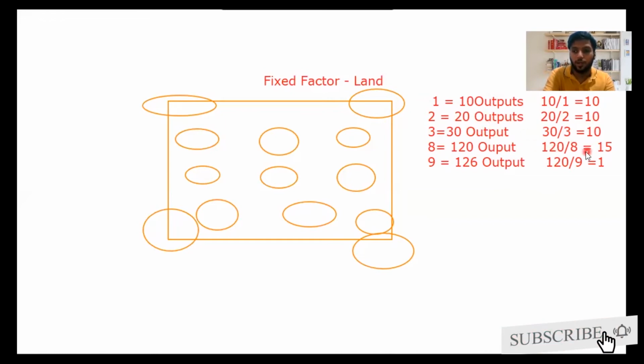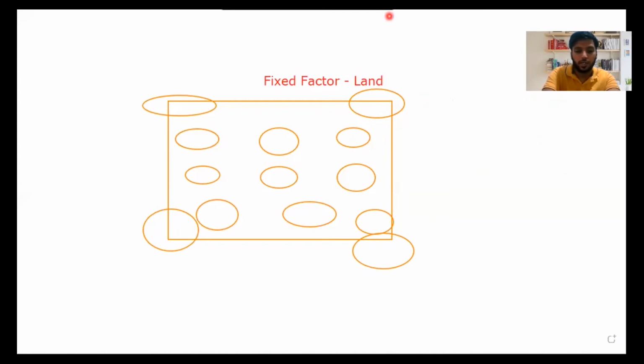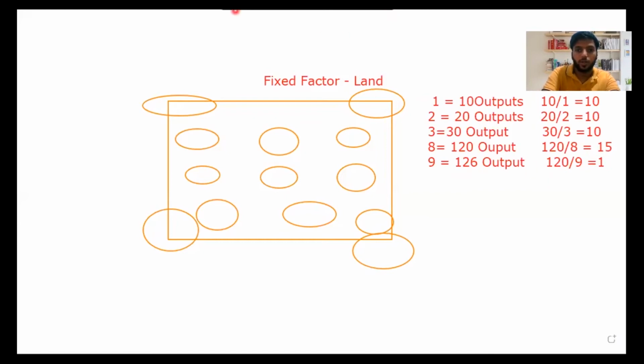And then 120 divided by 8, because when I put 8 people, I found that the production started to increase in a better way. So 120 divided by 8 is 15. But the next moment, with 9 people, I produced 126 output. So here it should be 126 divided by 9. Let me correct it: 126 over 9 is going to give me 14.